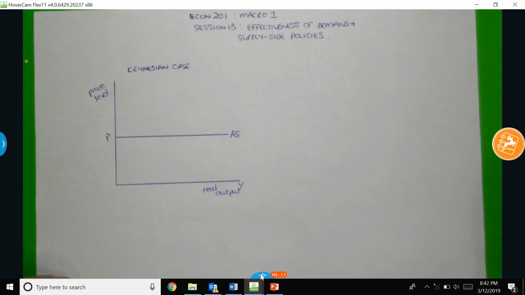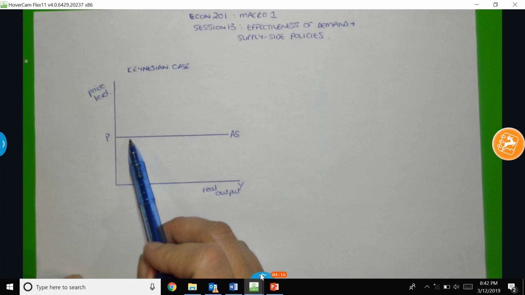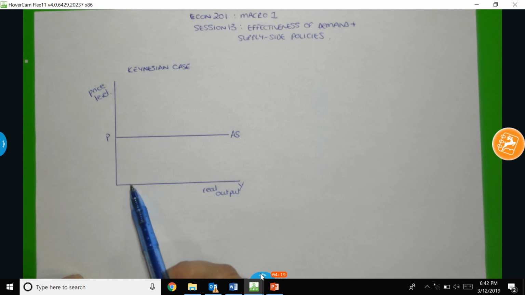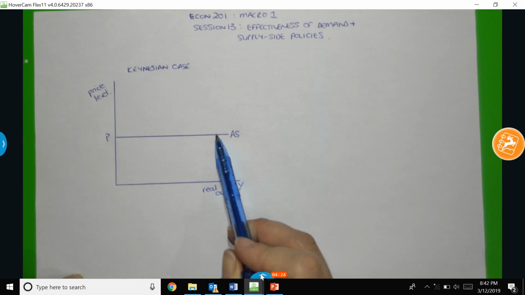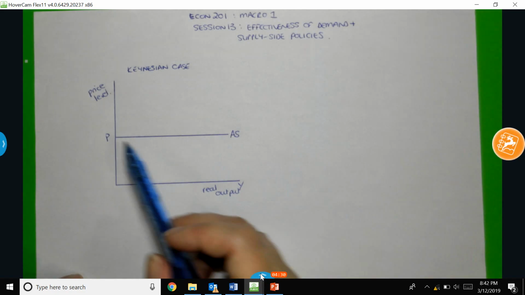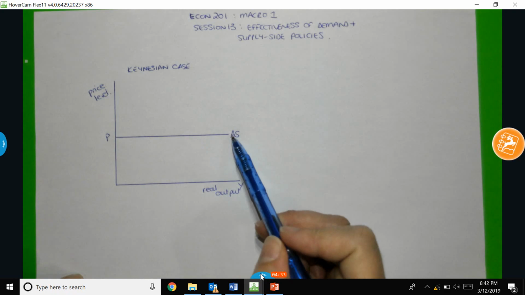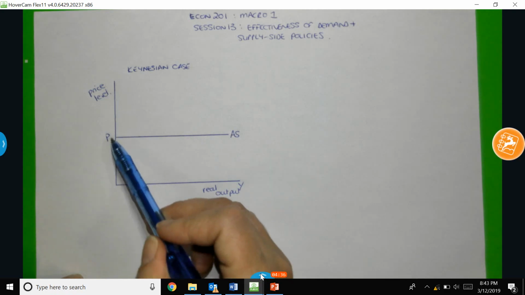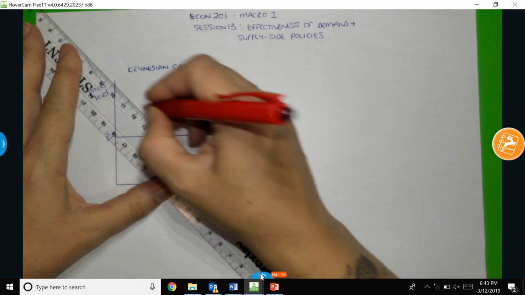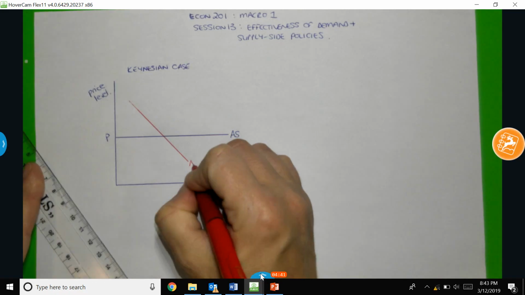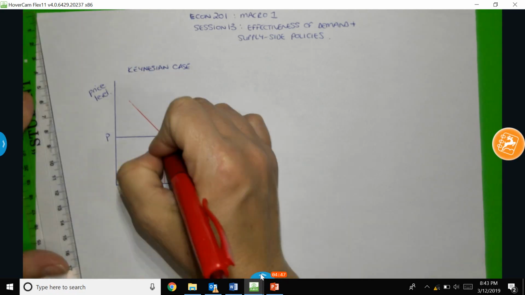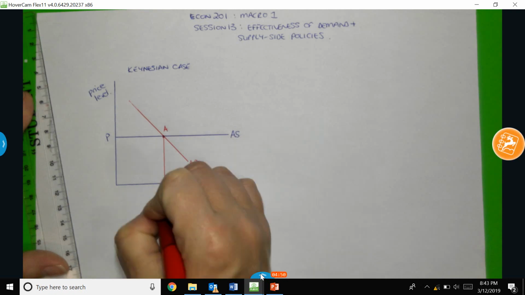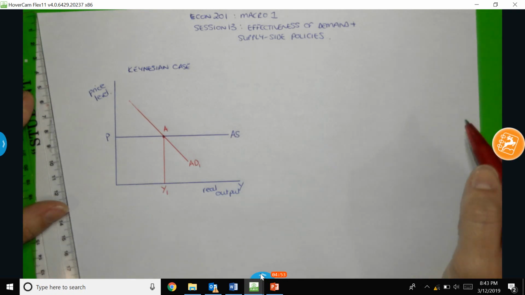Okay? And what this is suggesting is that in this economy, a low quantity of output could be supplied at a price of P, or a high quantity of output could be supplied at a price of P. In other words, firms are able to supply whatever quantity of goods and services is demanded at an existing price level. What this then means is that the position of the aggregate demand curve is going to determine how much output is produced. So if aggregate demand is AD1, then Y1 will be the amount of output produced at a price level of P.